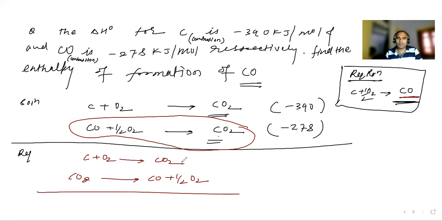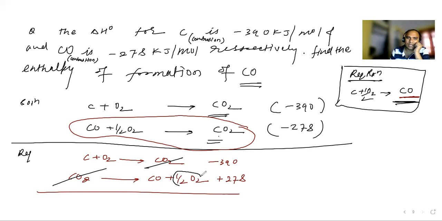Now see, the first reaction is as it is, 390 as it is. The second reaction, it is 278. So we reverse it, so the sign is also going to be reversed. Now, what we are going to do, let us cut out. Here cancel, this is also cancel. Getting, yes or no? So that is cancelled out. CO2 is cancelled out.